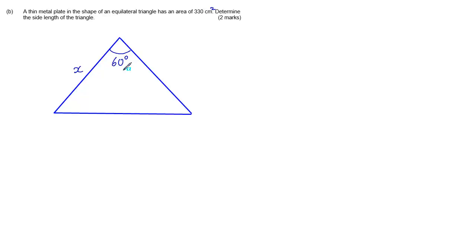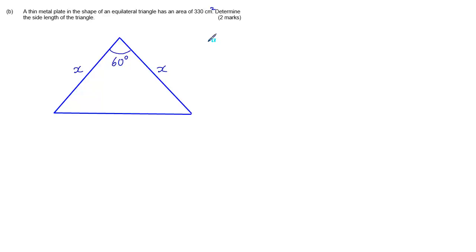A thin metal plate in the shape of an equilateral triangle has an area of 330 centimeters. I'm thinking that should be squared. Determine the side length of the triangle. So let's suppose this is our triangle. Since it's equilateral, we know that this is 60 degrees. We're trying to find the side length.